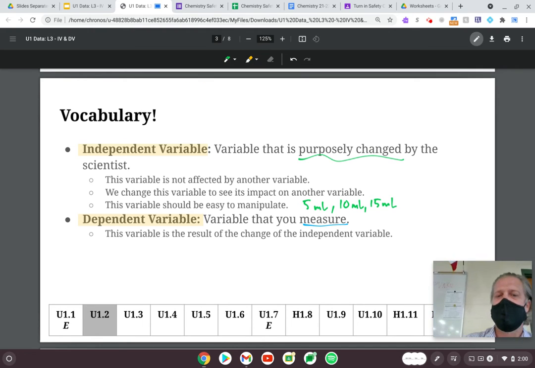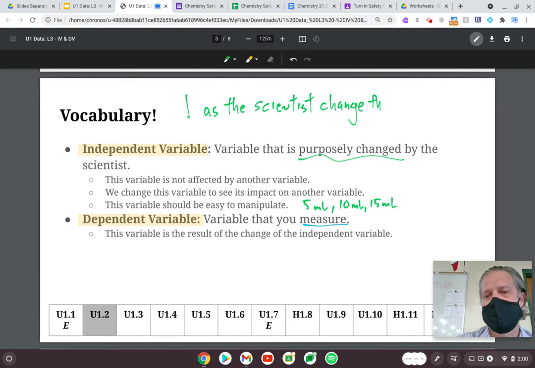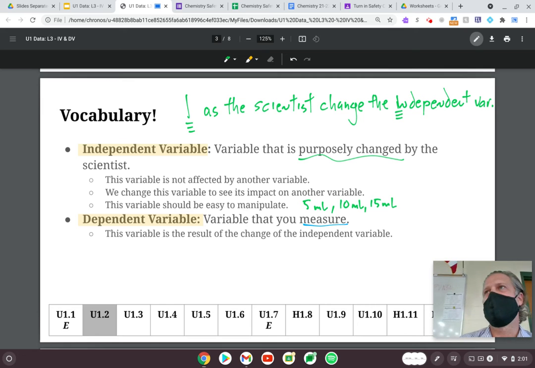Miss Yacarino says that she always remembers the independent versus the dependent variable by saying I, as the scientist, change the independent variable. Because I and I kind of go together. It's kind of how she chooses to remember it.